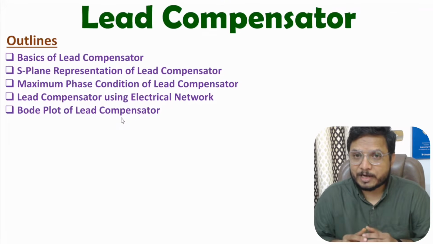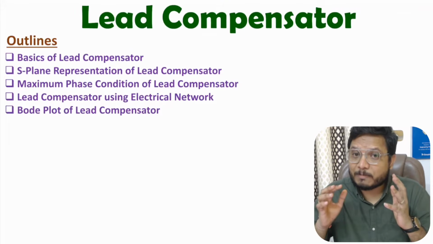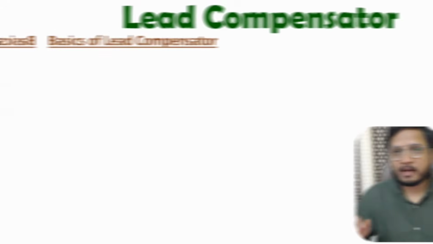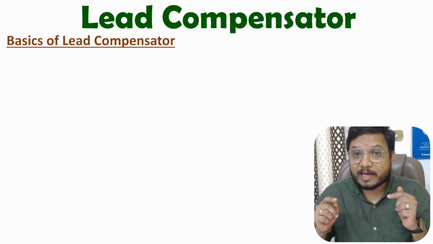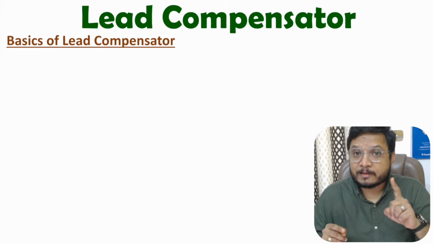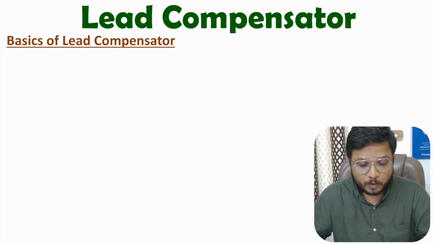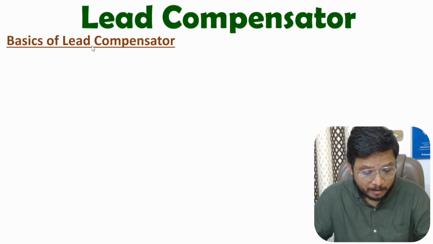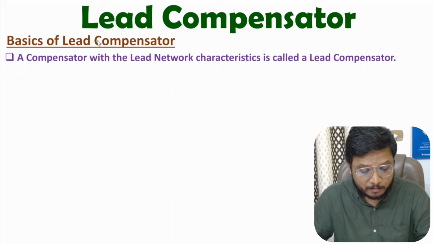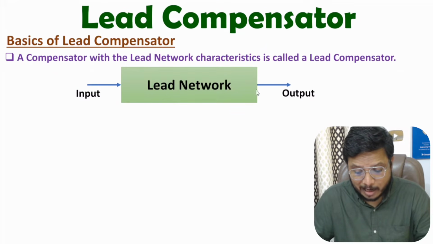So let us start this video with the first agenda, that is basics of lead compensator. In lead compensator, we add positive phase with input signal, means output phase leads with respect to input. So in lead compensator, we add positive phase with input, means it is having lead network characteristics. If we have lead network, then output phase leads with respect to input.